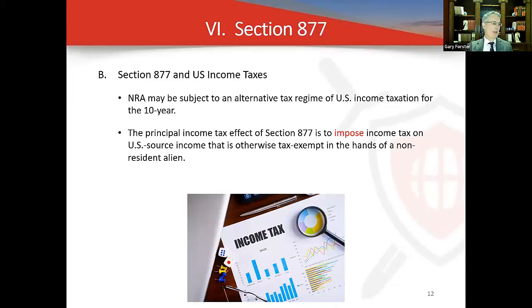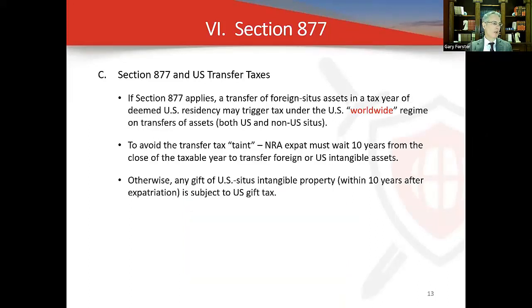So in 2008, this is more on 877, which is the 10-year taint. I want to kind of get into how the whole thing works. Like I had mentioned, it's worldwide taxation. The taint is the 10-year taint, and it also has an aspect dealing with gift and estate tax law, where it treats you as US for the 10 years.